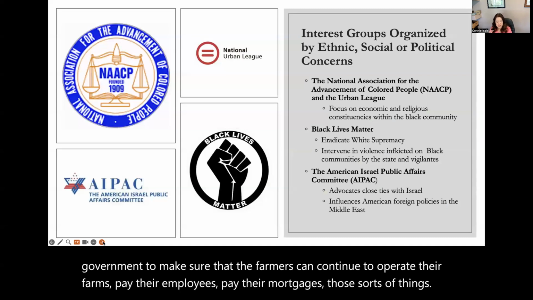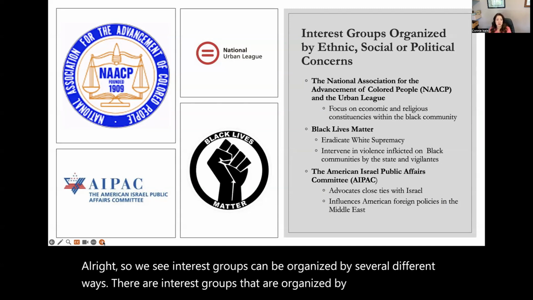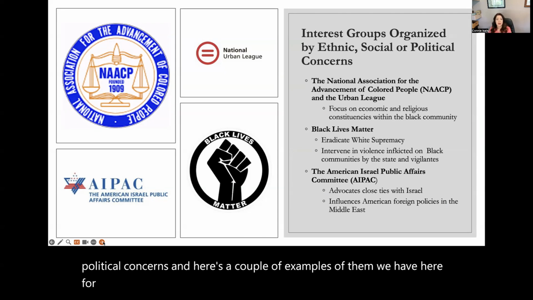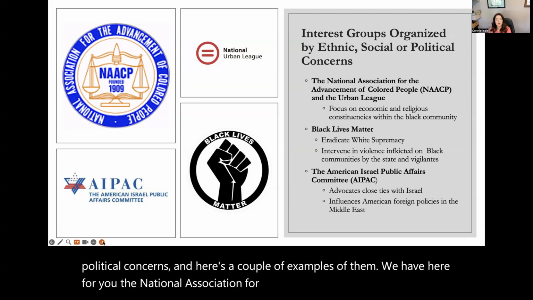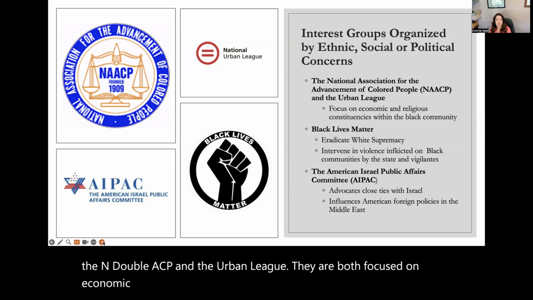All right, so we see interest groups can be organized in several different ways. There are interest groups that are organized by ethnic, social, political concerns. And here's a couple of examples. The National Association for the Advancement of Colored People, the NAACP, and the Urban League, they are both focused on economic and religious constituencies within the African American communities.